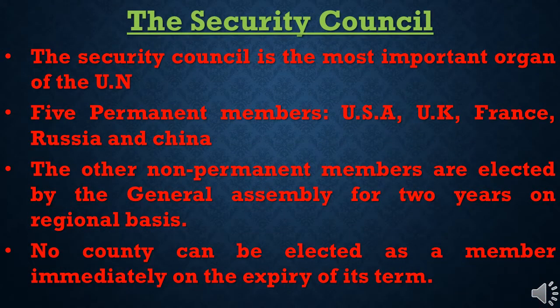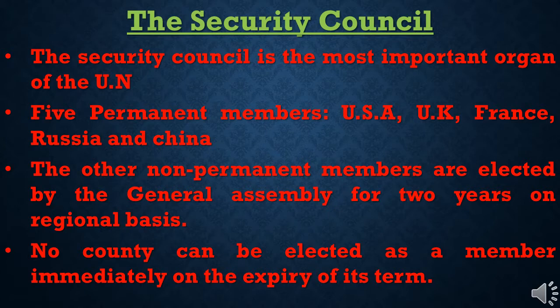The Security Council. The Security Council is the most important organ of the UNO. There are two types of members of the Security Council, that is permanent members and non-permanent members. The five permanent members are USA, UK, France, Russia and China. The other 10 non-permanent members are elected by the General Assembly for 2 years on a regional basis. No country can be elected as a member immediately on the expiry of its term.